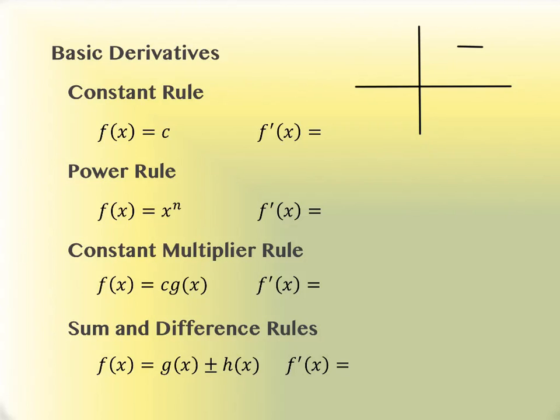0. So the constant rule says that if you have a constant, that means just any number here, and you take its derivative, it is 0. That's it. Anytime you have a number, its derivative is 0. Number alone by itself.